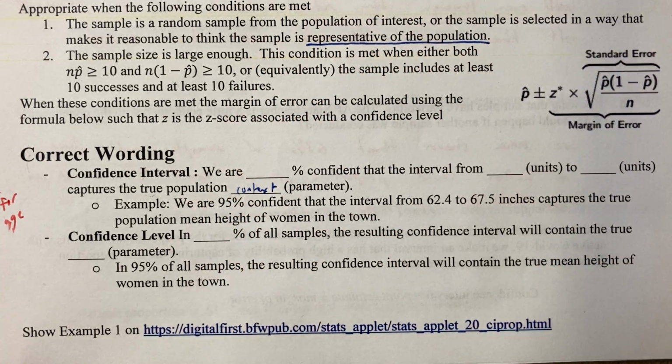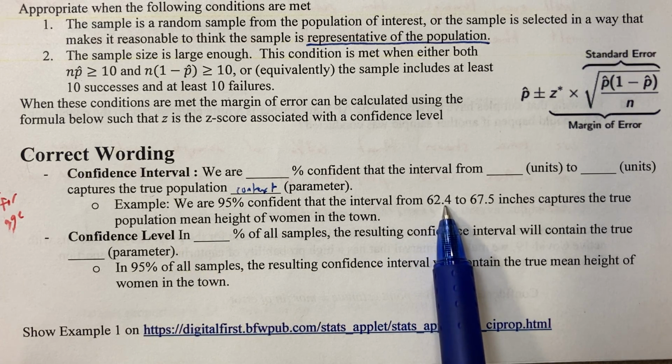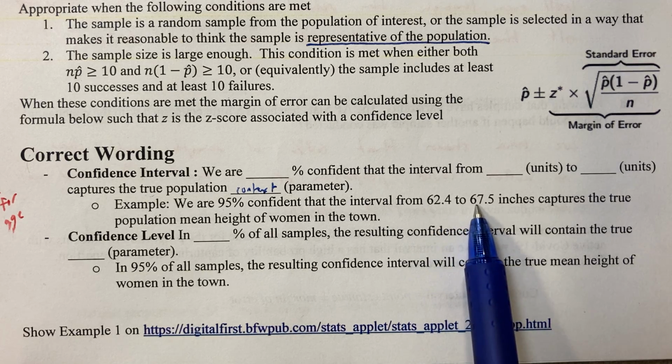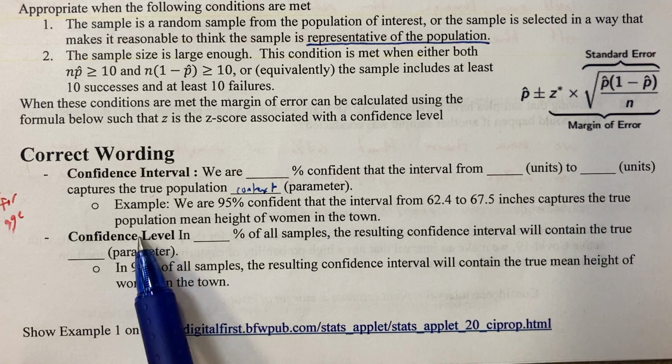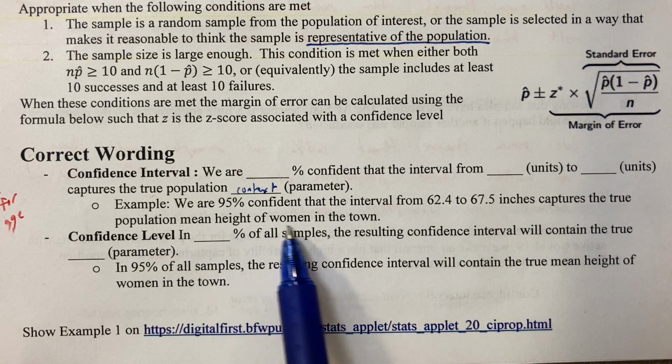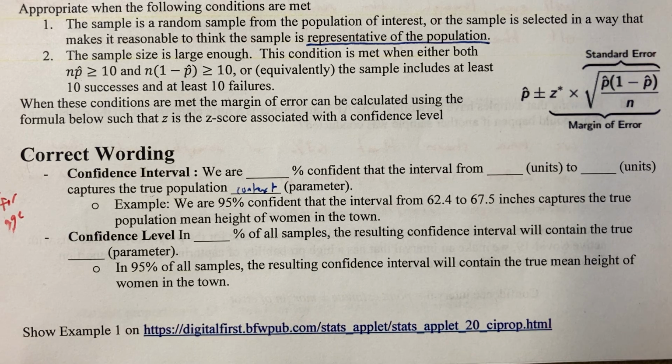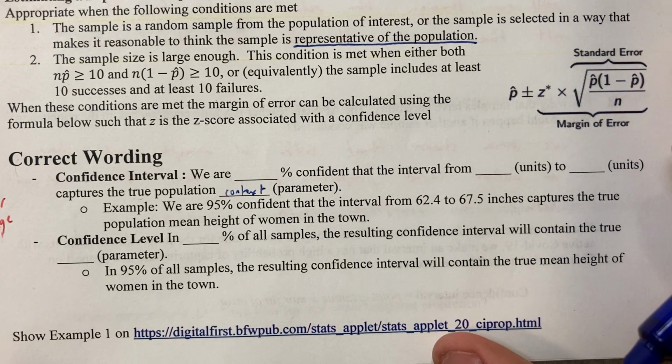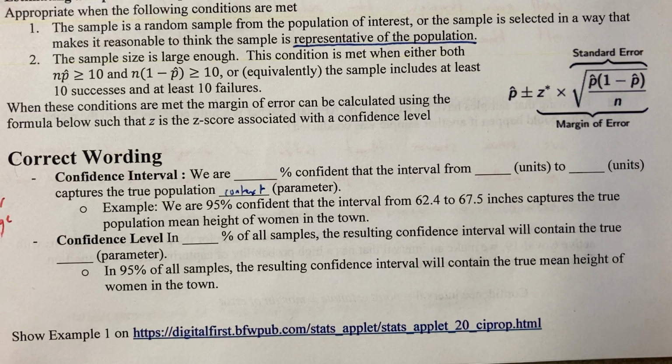Context. Example, we are 95% confident that the interval from 62.4, I'm just making this up, to 67.5 captures the true population mean height of women in the town. It's just an example. And then there's confidence level, 90%, 95%, 99%.